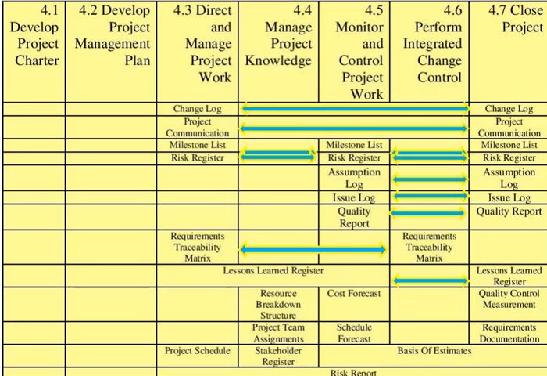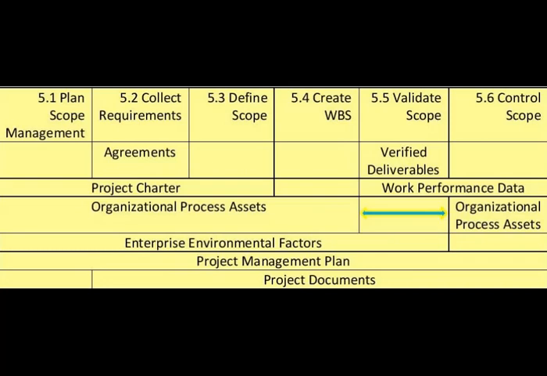All of the following are inputs to the control resources process except: A. Work performance data, B. Agreements, C. Enterprise environmental factors, D. Procurement documentation. Question 21. All of the following are inputs to the control quality process except: A. Work performance data, B. Agreements, C. Enterprise environmental factors, D. Organizational process assets. Question 22.